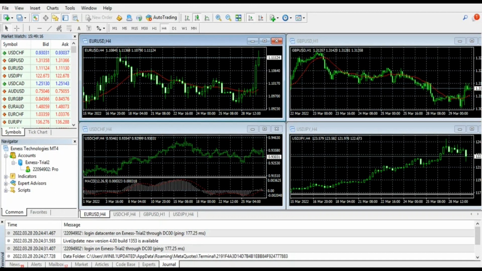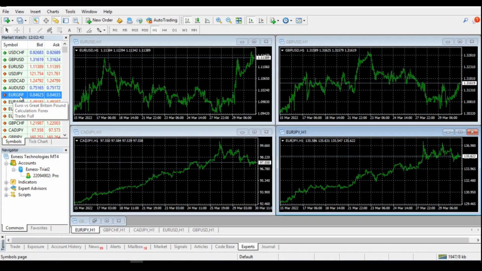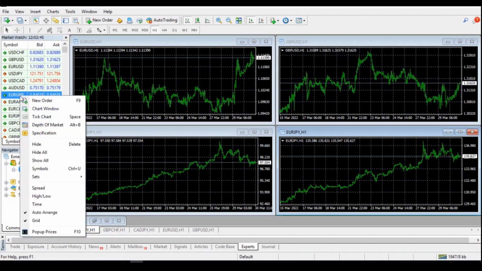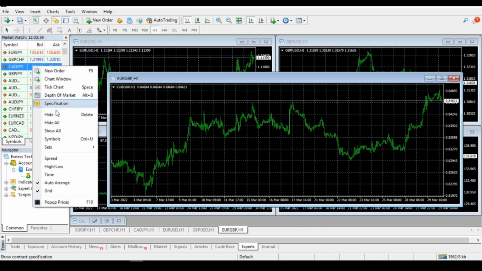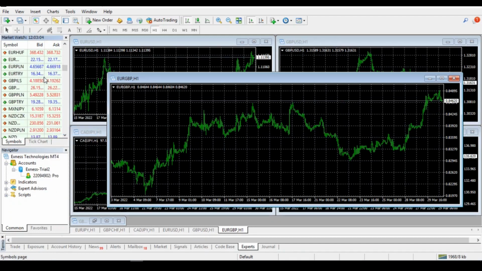To open a chart of a currency pair, let's say the Euro Pound, right-click the Euro Pound from the list on the Market Watch and select Chart Window from the pop-up menu. Sometimes you may not find the list of all the currency pairs in the market. In that case, you have to click on the space on the Market Watch and select Show All from the pop-up menu to display the full list of the currency pairs.